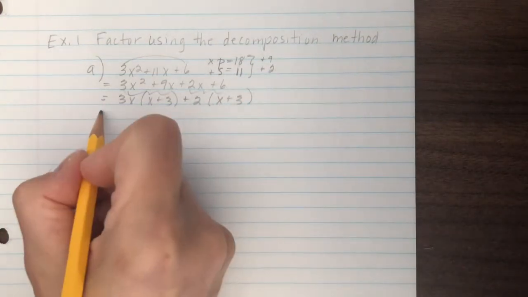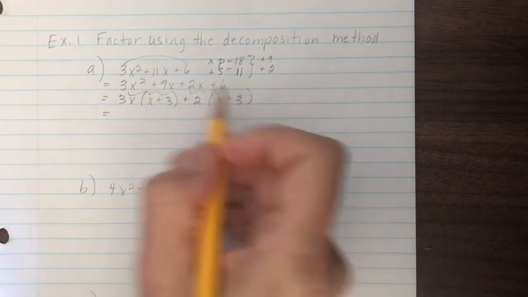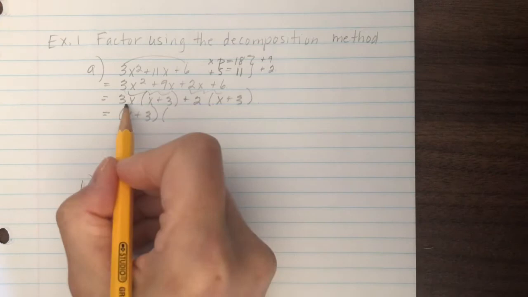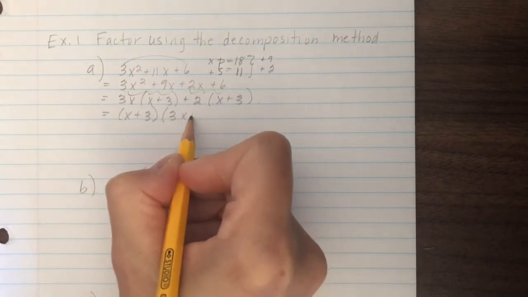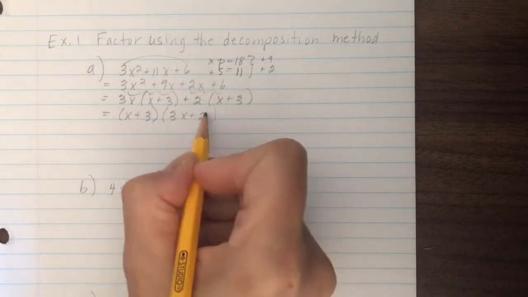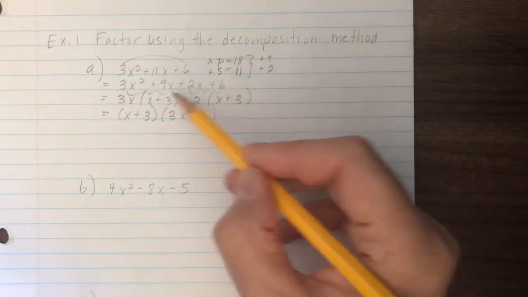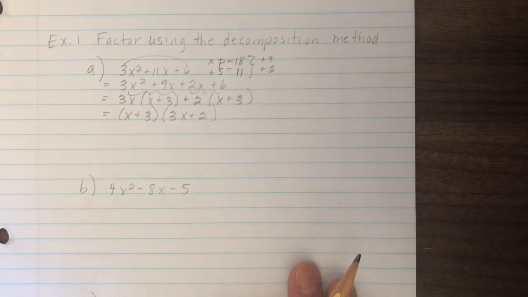Now I can remove the binomial factor of x plus 3, leaving me with the second bracket of 3x plus 2. So this would be the factored form. And I just use decomposition, or the breaking down of the middle term, to obtain the factored form.